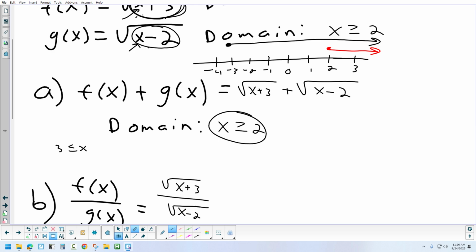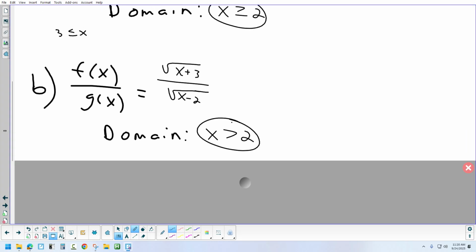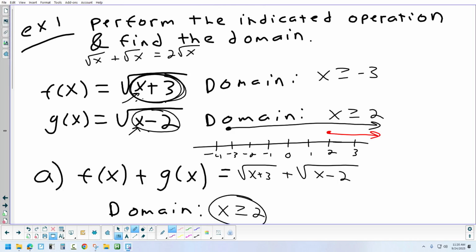Is it always going to be one of the domains for both of them? No, because in this one, this x is greater than 2. That's not this one, and it's not that one. But for A, would you pick one of those?